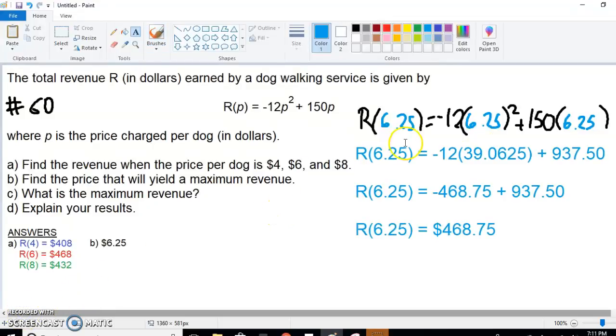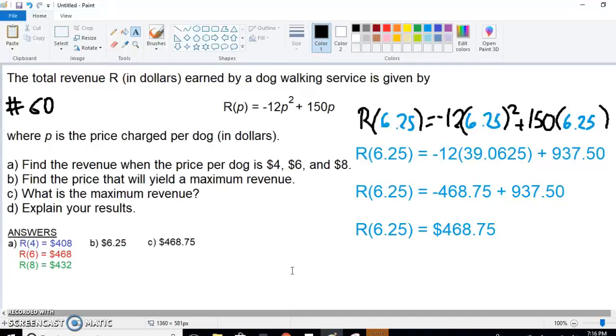All right, so after plugging in, I squared 6.25, got this, and then multiplied 150 times 6.25, got this. Multiplying negative 12 times 39.0625, we get negative 468.75, and 75 cents really because we're talking about money. And then adding these two, the maximum amount of revenue that this service can earn is $468.75.